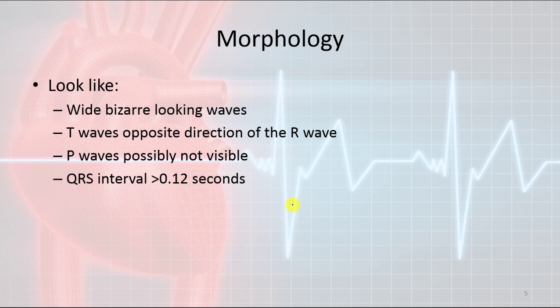What exactly does a PVC or any real ventricular rhythm look like? Generally speaking, they are wide and bizarre looking waves. A lot of times the T waves will travel in the opposite direction of the R wave. P waves could possibly not be visible. It is possible that there could be no P waves because they are buried somewhere in that ventricular arrhythmia. The QRS interval in the perfect world is always going to be greater than 0.12 second for a ventricular beat or complex or rhythm.